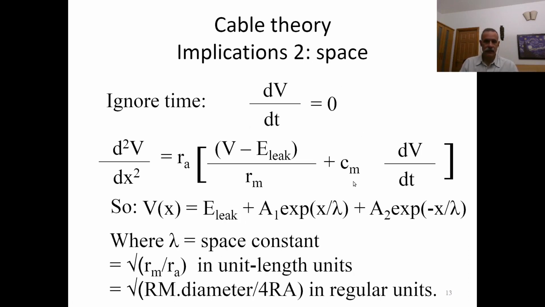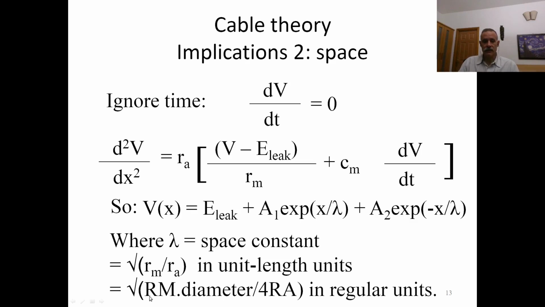That's one result. Here's the equivalent result if you now ignore the time. Yeah, so dV by dt has become 0. So this part of the equation has vanished. And so now you have d squared V by dx squared is equal to this part of the equation, this part having vanished. And it turns out that if you solve this, you get a solution of this form: E leak plus some constant into e to the x by lambda minus this into e to the minus x by lambda. And lambda is the space constant, which is equal to this term in unit lengths, square root of Rm by Ra.